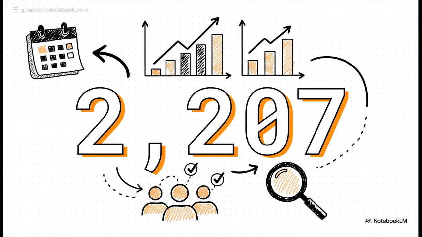Let's just start with one number to see how powerful this is: 2,207. In this example, that's the total number of RSVPs. Tracked automatically, no more guessing games, no more counting by hand. You just have this solid, clear number right there.